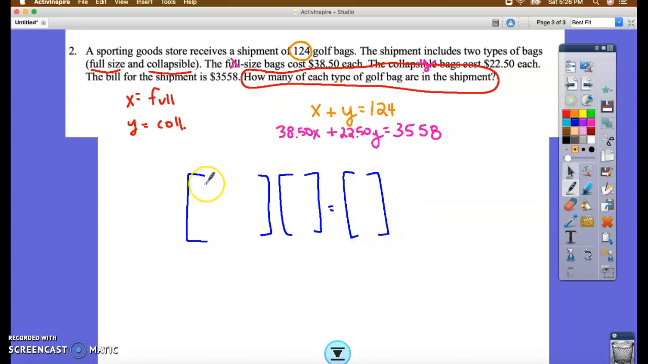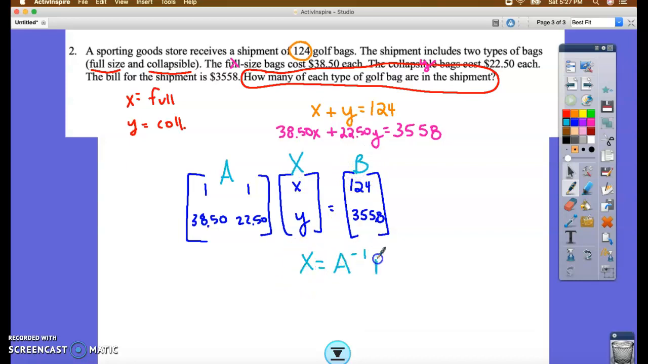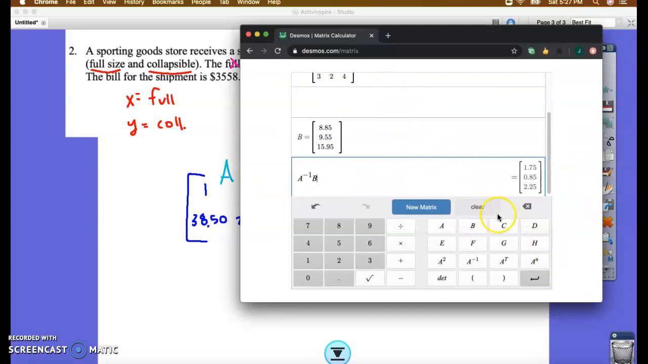Coefficients are 1, 1 for the first row, 38.50, 22.50 for my second row. X and Y are my variables, 124 and 3,558 here. This is where the magic happens. Matrix A, matrix X, matrix B. X will be A inverse B. Turn to the calculator. I'm telling you, once you master matrices, you're like, oh, these are great. Systems will always be easy now.